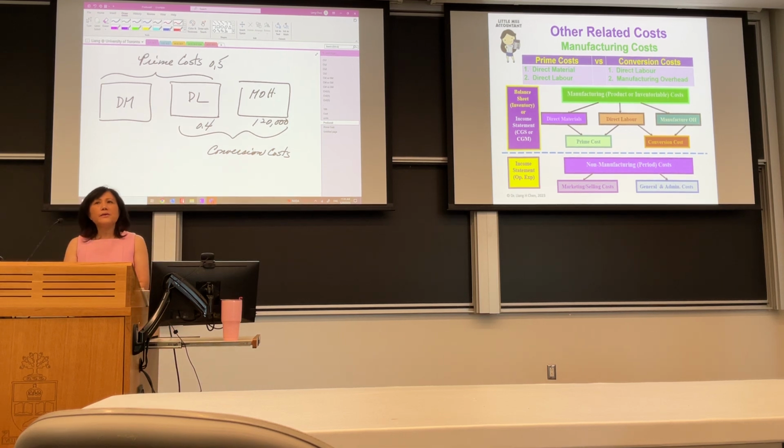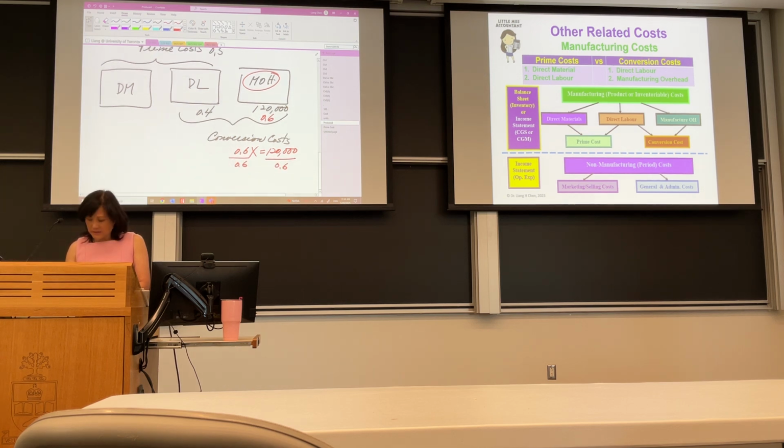What's the variable overhead cost? Manufacturing overhead cost represents a percentage in conversion cost. What's the percentage? 60%. So 60% of X equals 120,000. What's the conversion cost? I divide it by 0.6. This one is $200,000. Okay, so altogether it is $200,000.